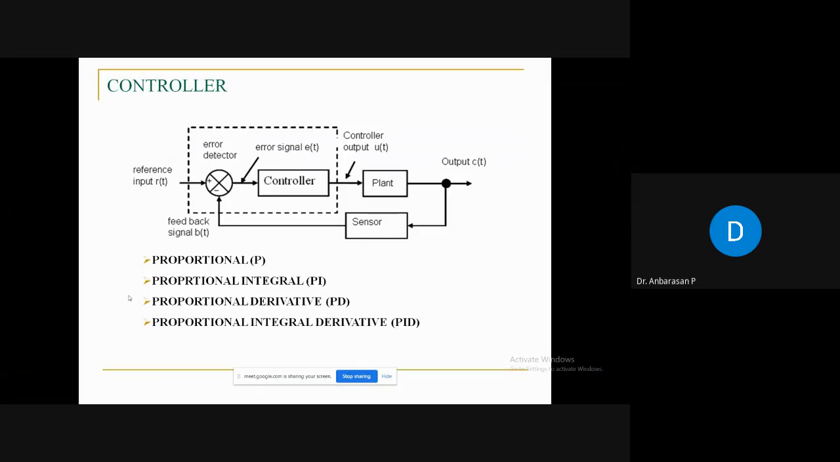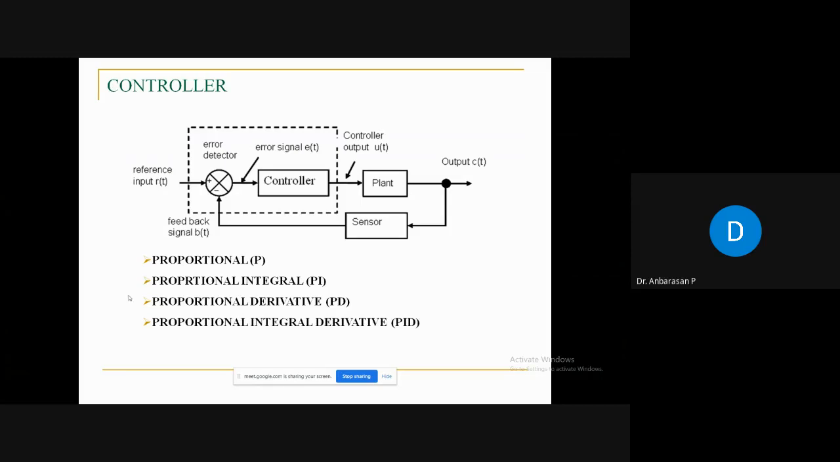A controller is a mechanism which minimizes the error between the actual value and desired value of the system. It is a fundamental part of control engineering used in all complex control systems. It improves the steady state accuracy by reducing steady state error, and also improves the stability and the transient response of the system.